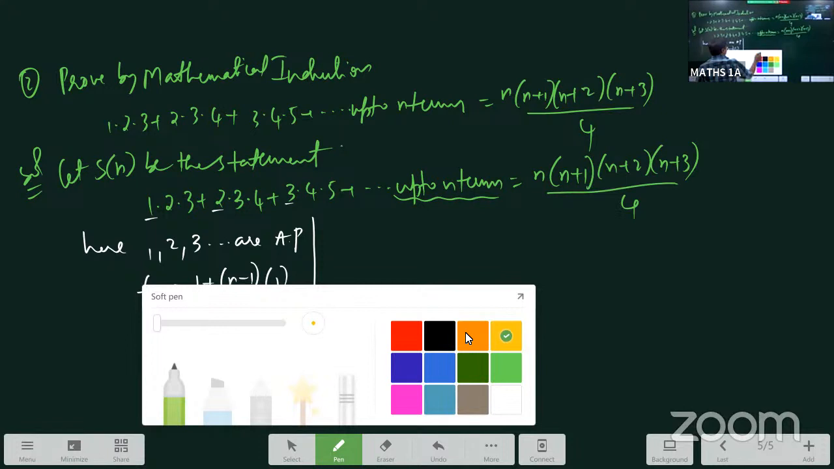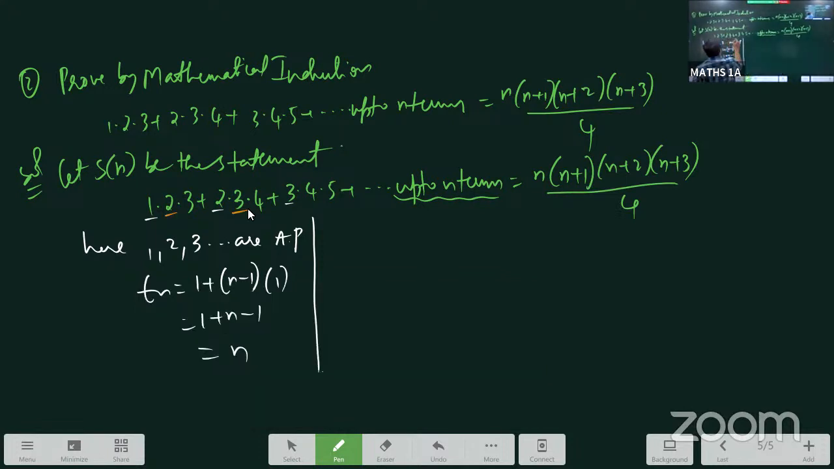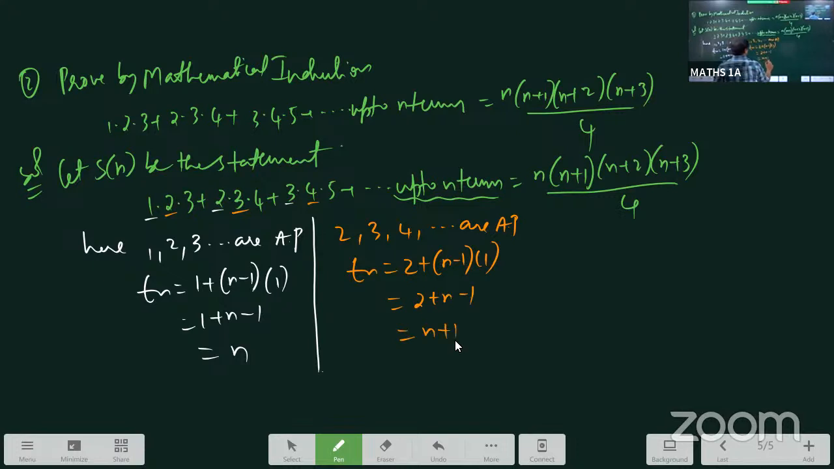Second numbers in the product, each and every term. That is 2, 3, 4, dot dot dot are in AP. That is Tn is equal to a plus n minus 1 into d. What is a? 2 plus n minus 1 into 1. 2 plus n minus 1, that is n plus 1.